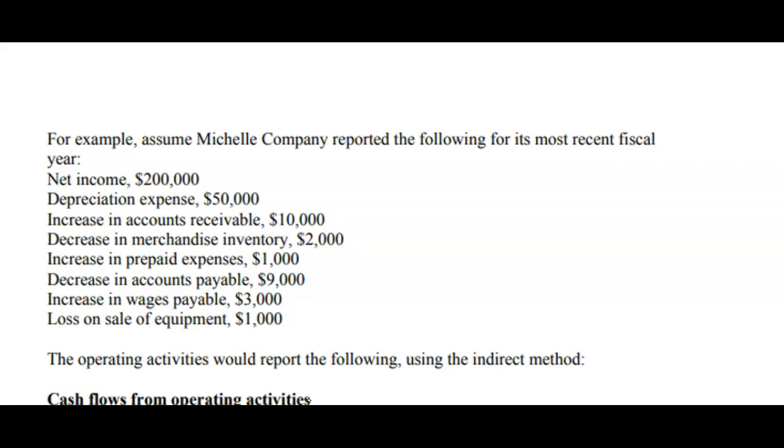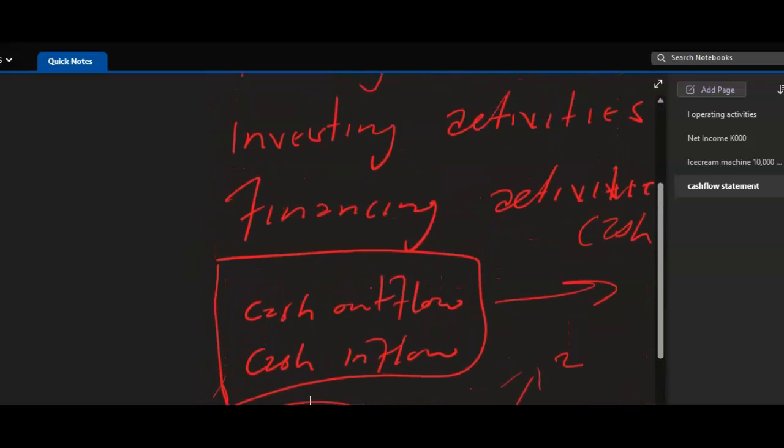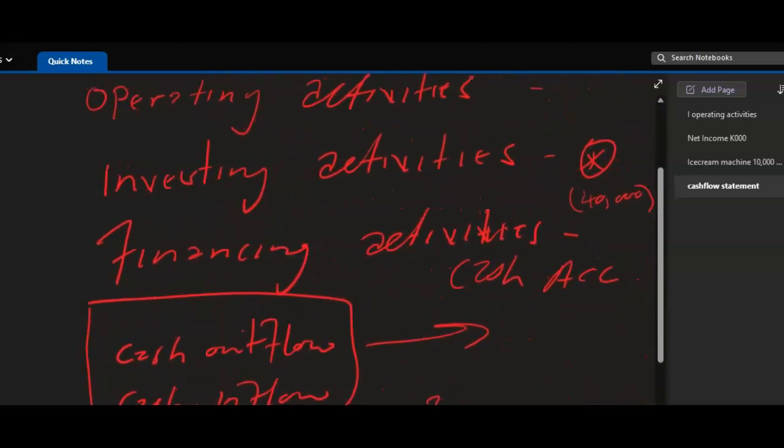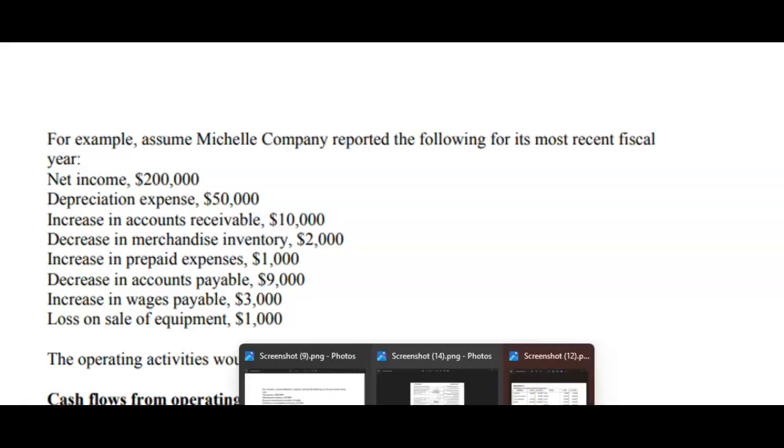Then you begin to identify your operating activities, just as the illustration was given here in that order: your operating activities come first, investment activities come second, financing activities come third. In this case, after putting the net income, you are looking at your operating activities.